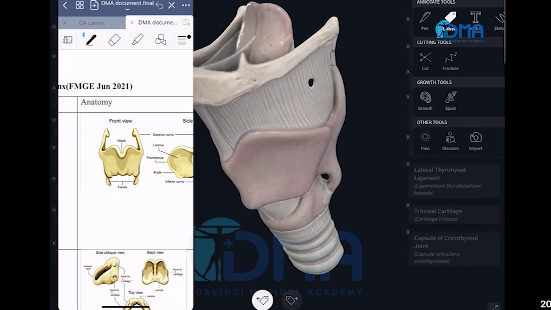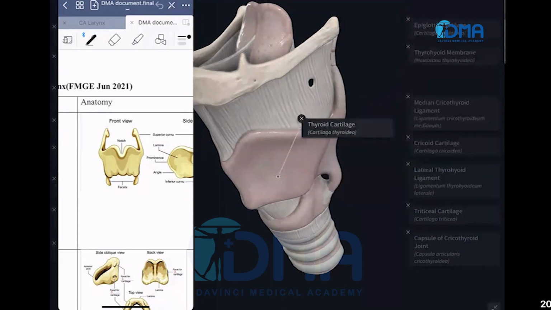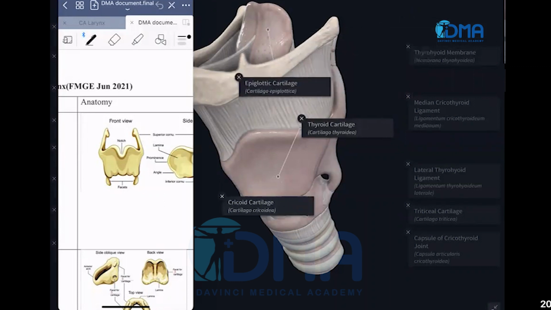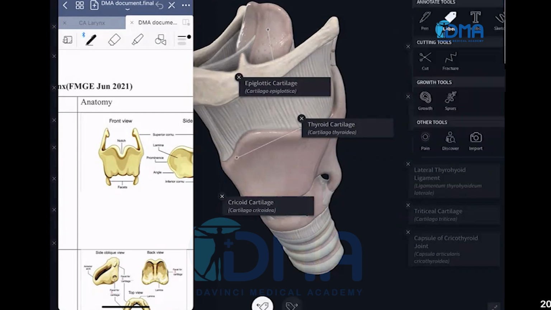What is this part? So this is thyroid cartilage. Clear? So this is cricoid cartilage. Okay. This is epiglottis cartilage. Okay. Clear? I'll rotate this. You can have a view of this in every aspect as possible. So we got three labels.